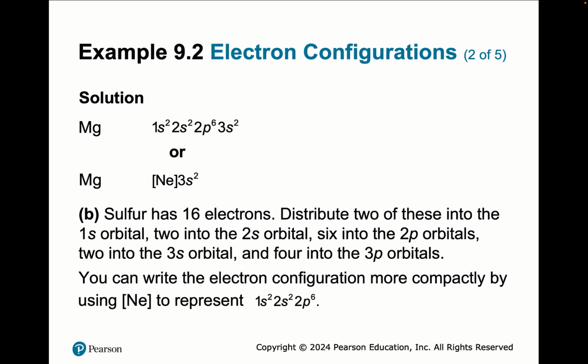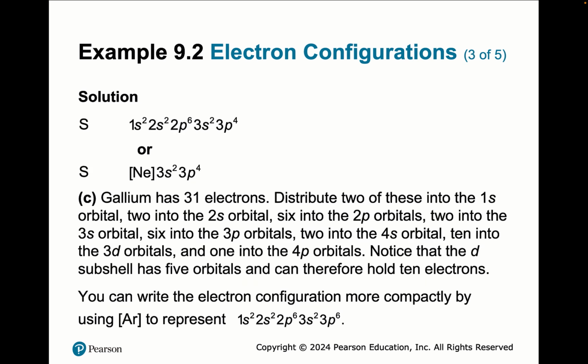And sulfur is also in the third period, so it's just over more, and it has 16 electrons. So you still start with neon's configuration, and then add the electrons up, and the extra electrons go into the 3p orbitals. And then the last one, gallium, has 31 electrons, so it's in the fourth period.